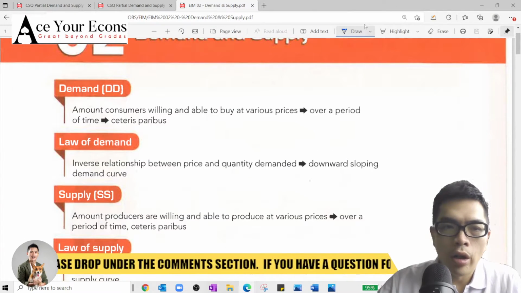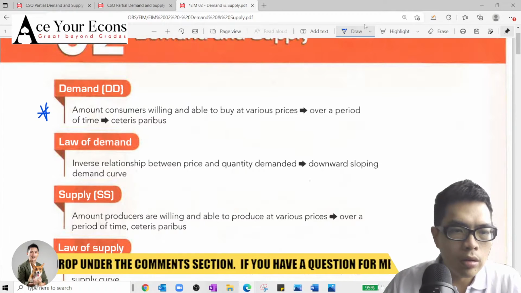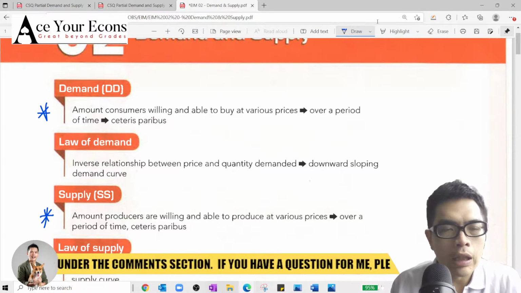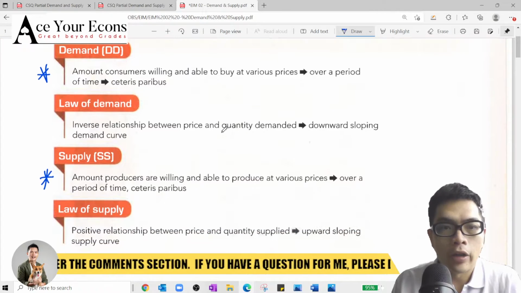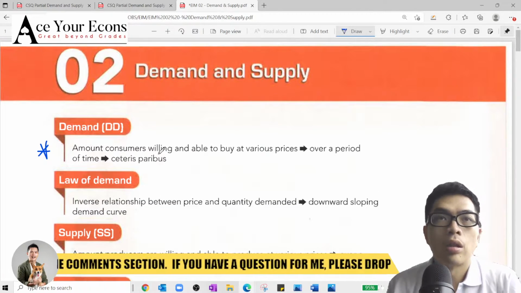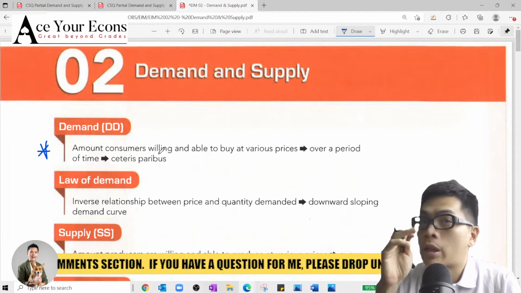I want you all to focus on these two. These two are the demand and supply definitions. Make sure you memorize the definition.